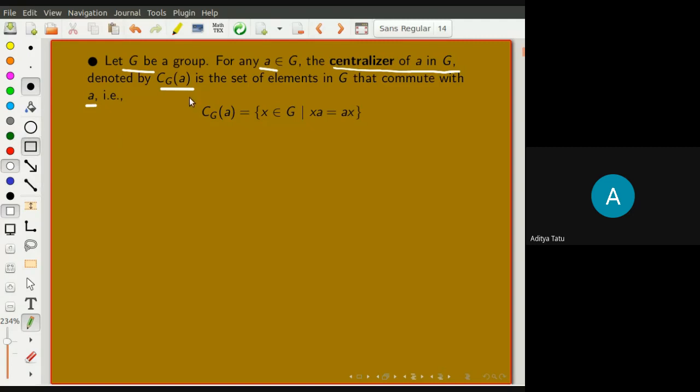So this is the definition. C_G(A) is the set of all x's, or all elements in G, such that x commutes with A. Is that clear? Yes, sir.